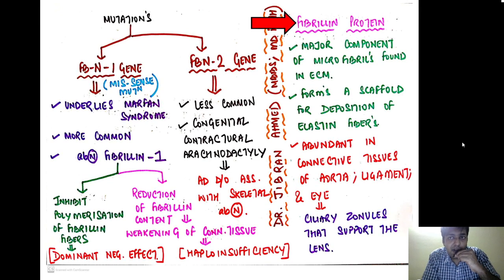Now, a few points regarding the fibrillin protein. It is a major component of the microfibrils found in the extracellular matrix. It forms a scaffold for deposition of elastin fibers, and it is abundantly found in the connective tissues of the aorta, ligaments, and also in the eye. In the eye, they are found in the ciliary zonules, providing support to the lens.